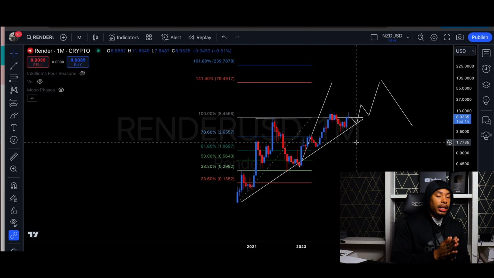So Render is one that you do not want to sleep on, looking at the long-term time frame and the patterns that it is making. Look at how far it has come. People have already printed money on Render.